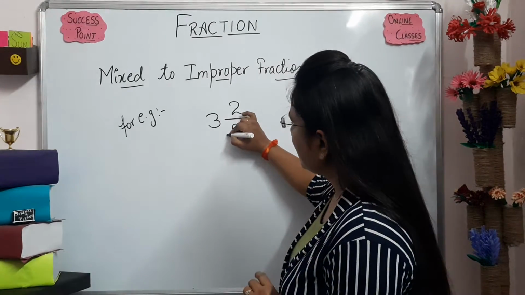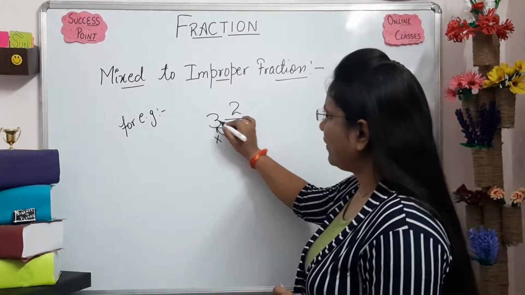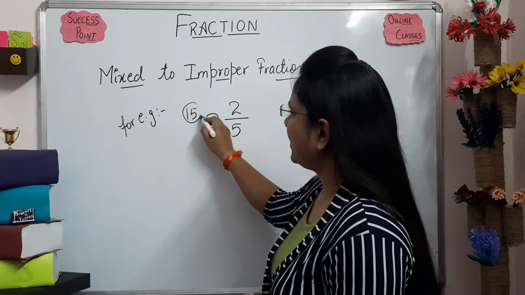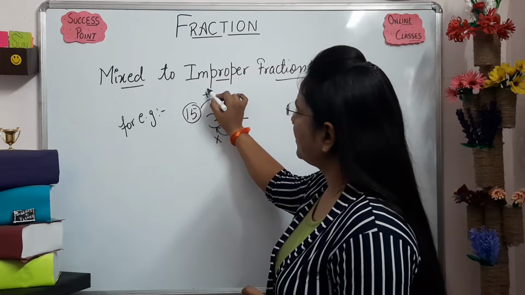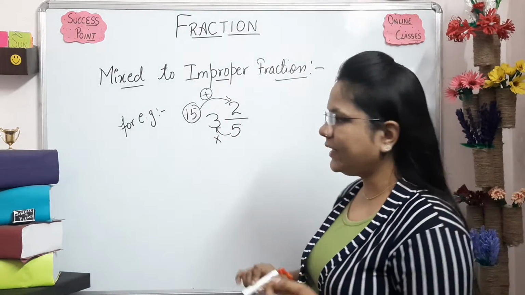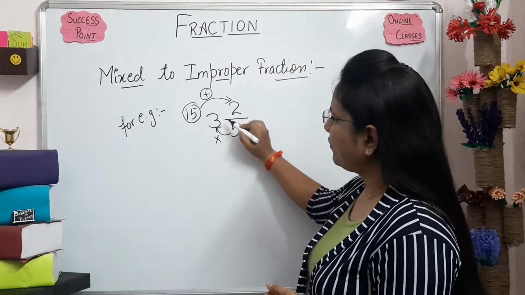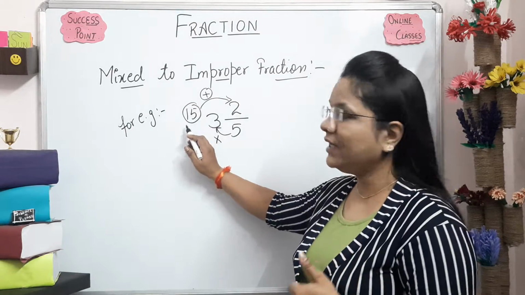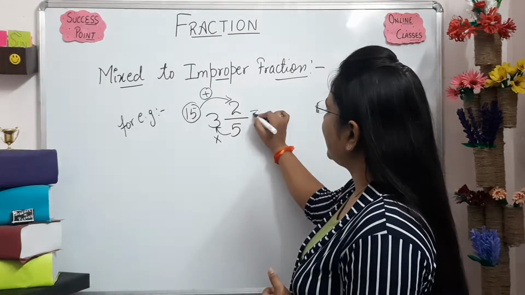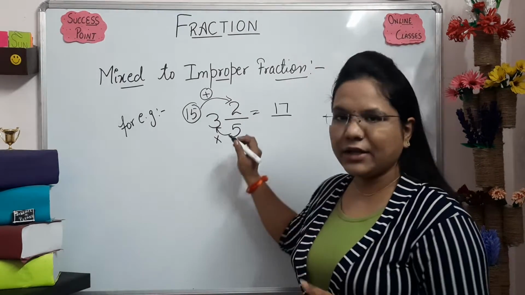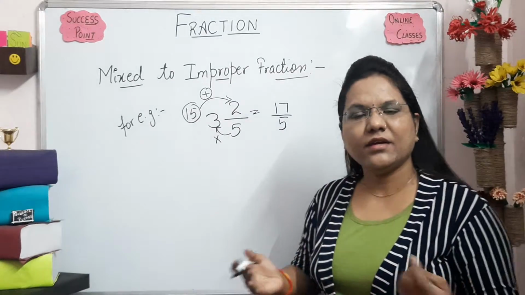How to convert it? We have to do only two steps. What we will do is multiply the denominator and the whole number. So 3 fives are 15. Then add the numerator. So 15 plus 2, we get 17, and the denominator will be the same. We should not change the denominator. So we say 17 by 5.